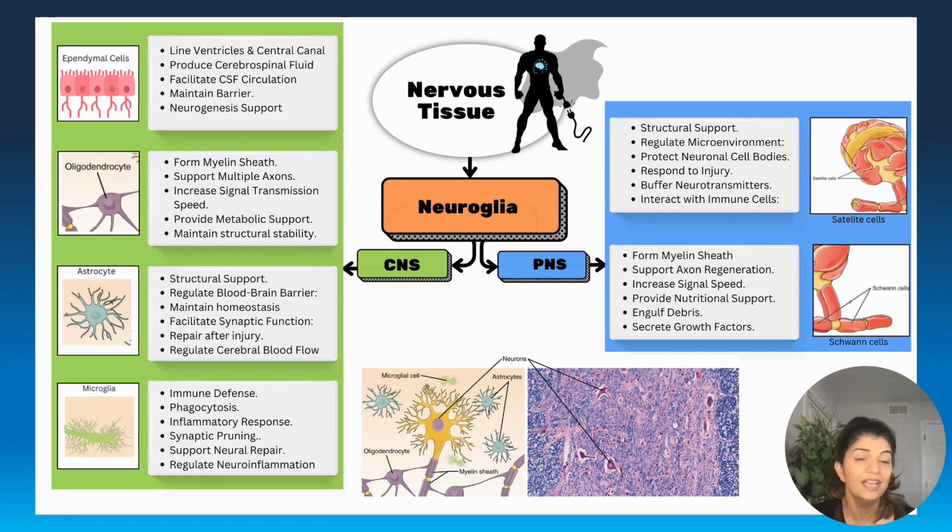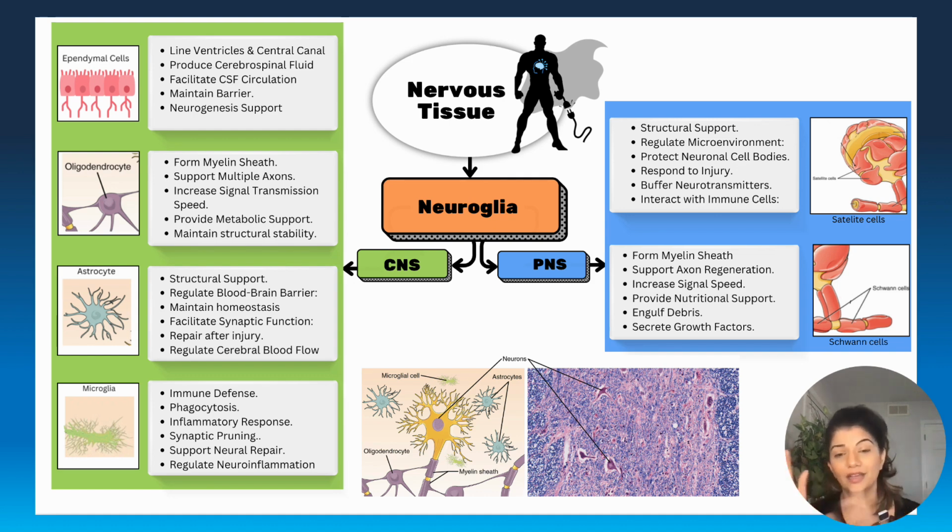They produce CSF. You just need to know the main characteristics here, right? Oligodendrocytes form myelin sheaths for the CNS and increase signal transmission and speed, provide support and stability. Astrocytes are going to regulate your blood-brain barrier, maintain homeostasis, and are really going to be important for after injury. Microglia, remember, those are the resident macrophages of the CNS because they play an immunity role.